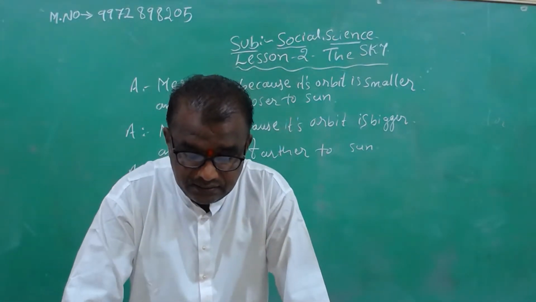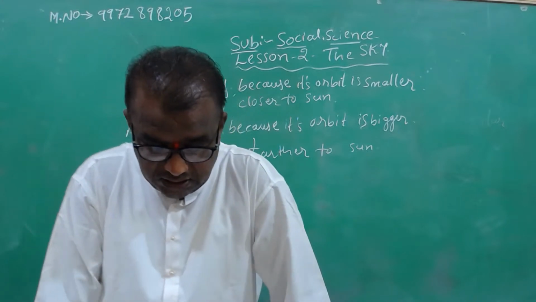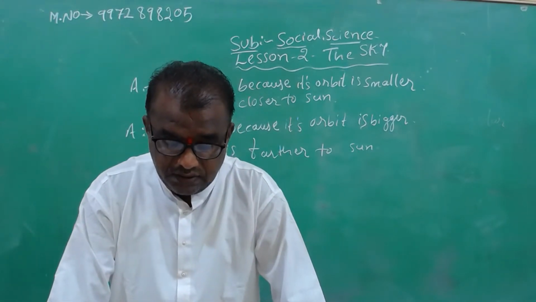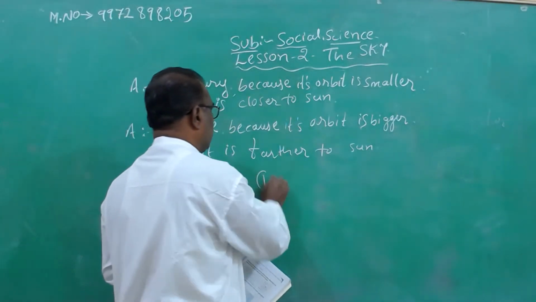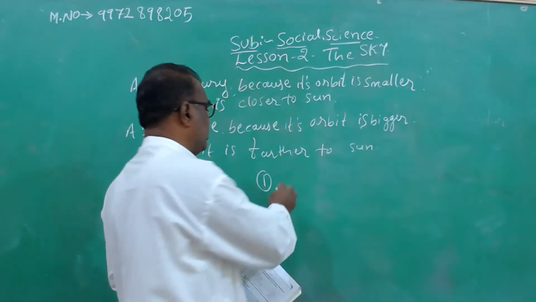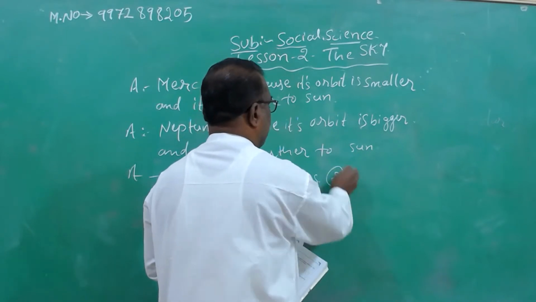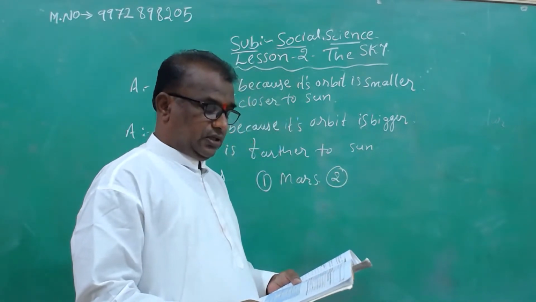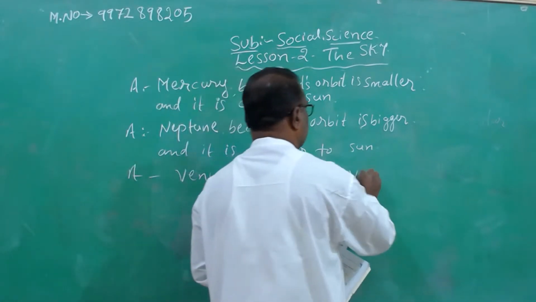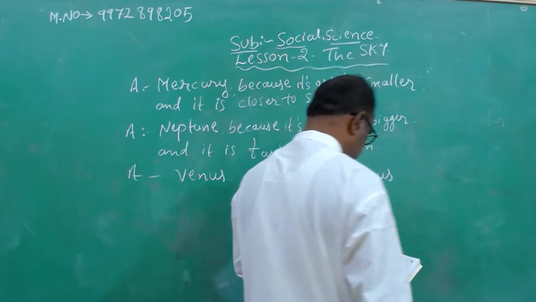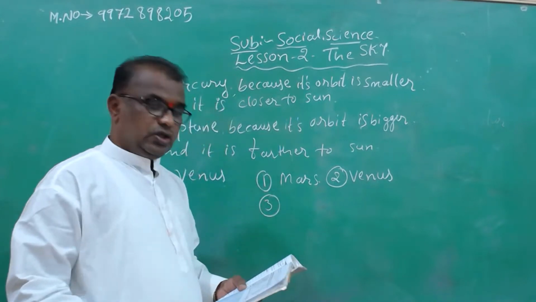And next, on the table they have given the question: which is the red planet? Mars. Second one, the brightest planet, Venus. And the biggest planet, third one, Jupiter.